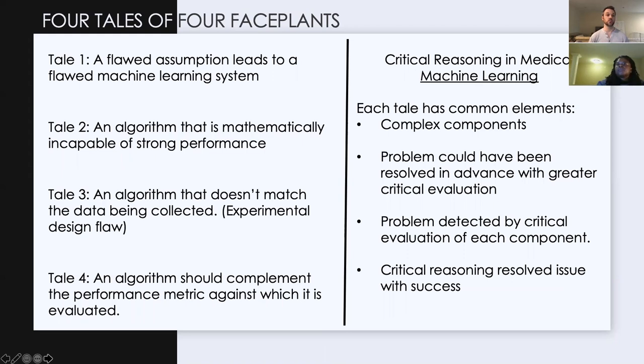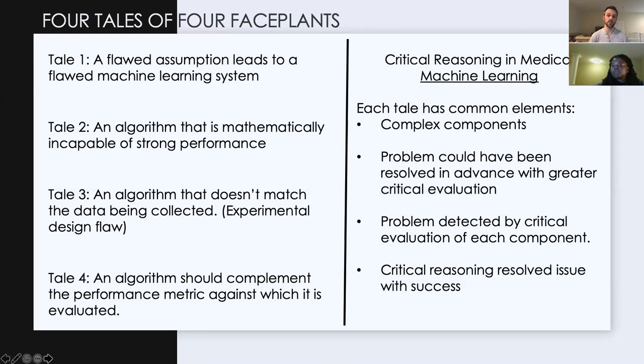Secondly, these are problems that could have been resolved in advance with greater critical evaluation. Now, I'm not saying that it would have been easy, but with full critical evaluation, these things would have arisen as potential tripping points in the project.